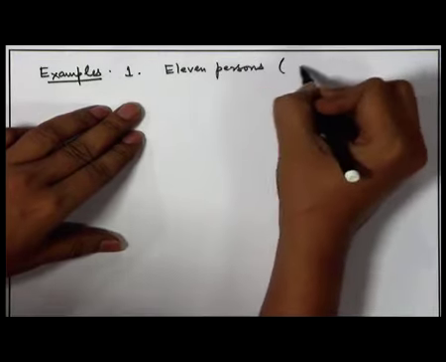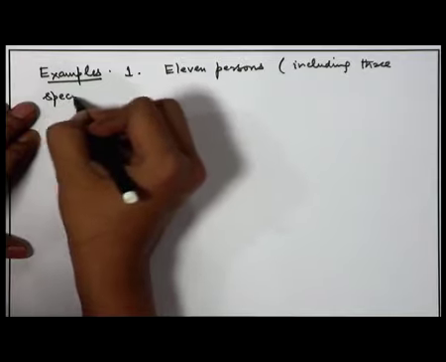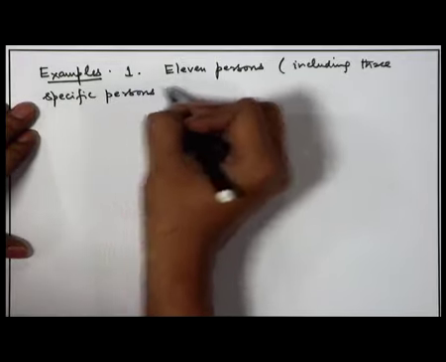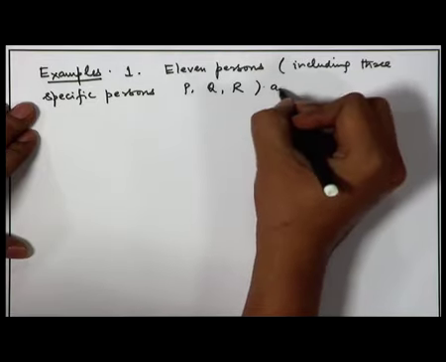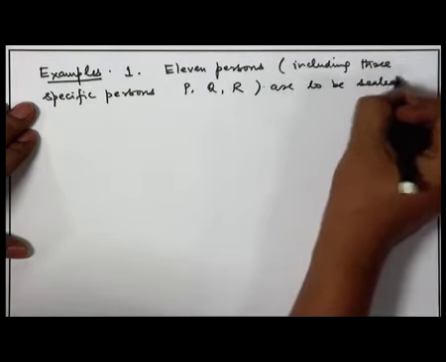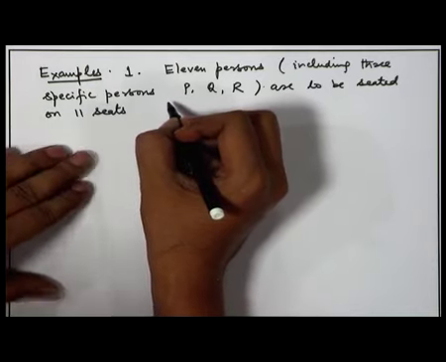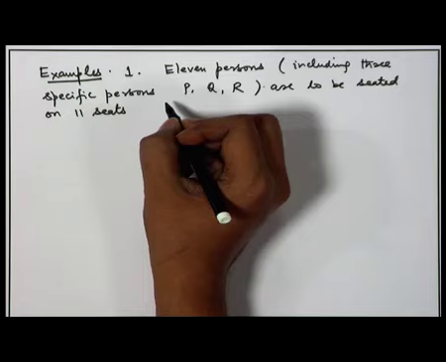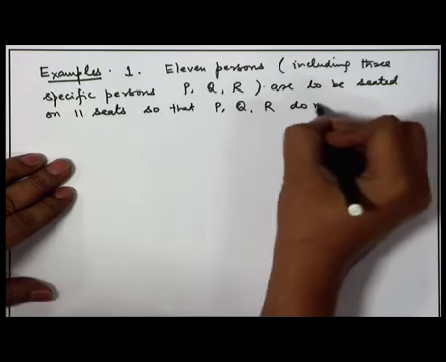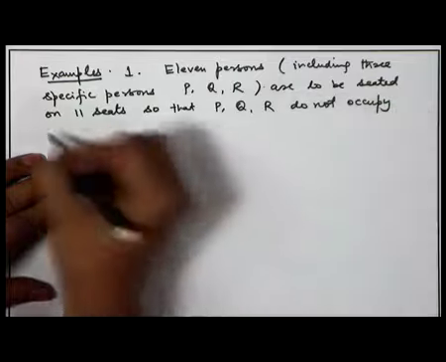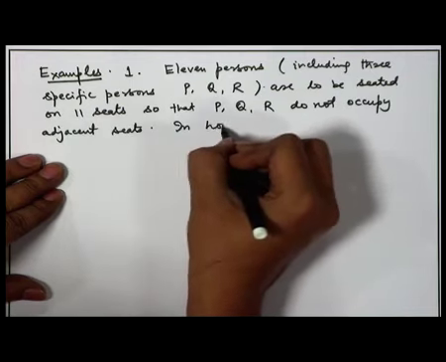Eleven persons including 3 specific persons, say P, Q, R, are to be seated on 11 seats so that P, Q, R do not occupy adjacent seats. In how many ways this can be done?